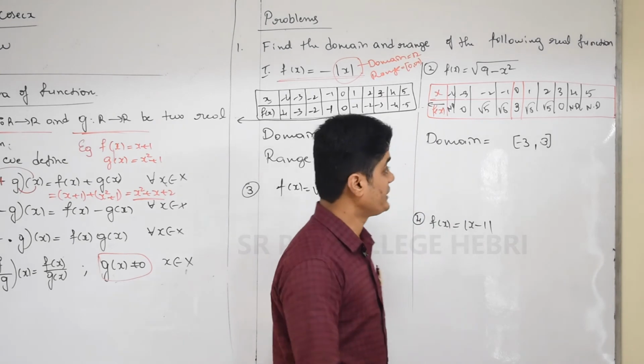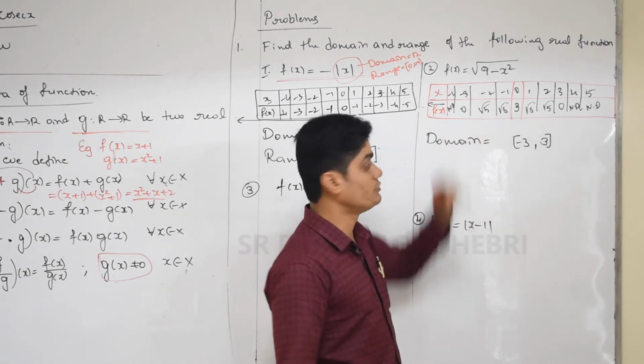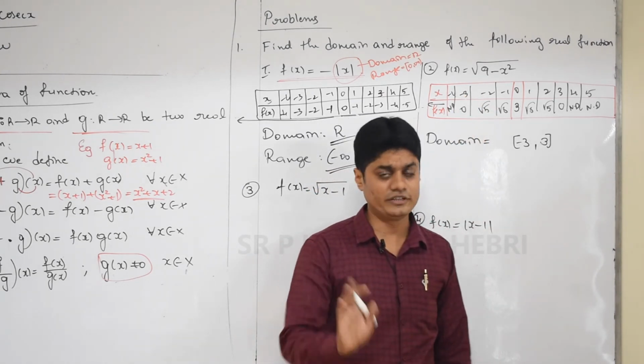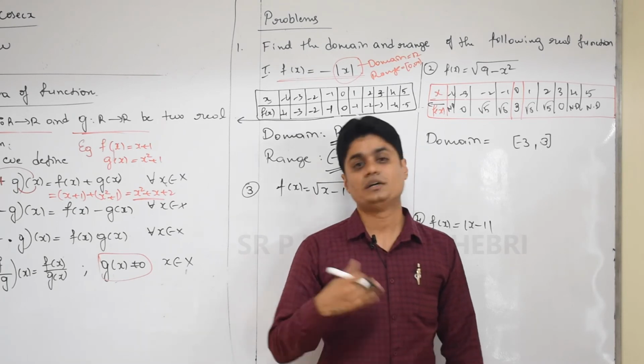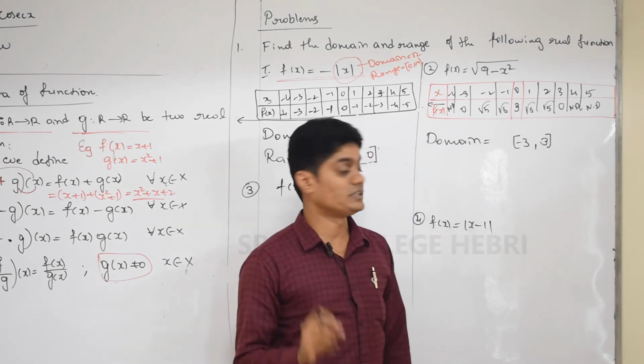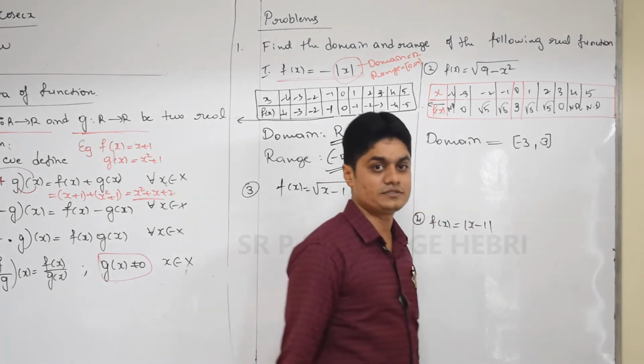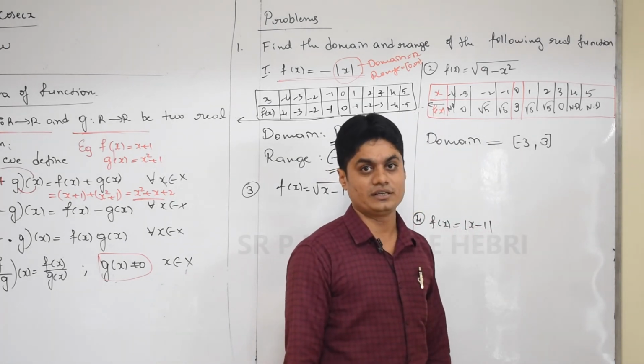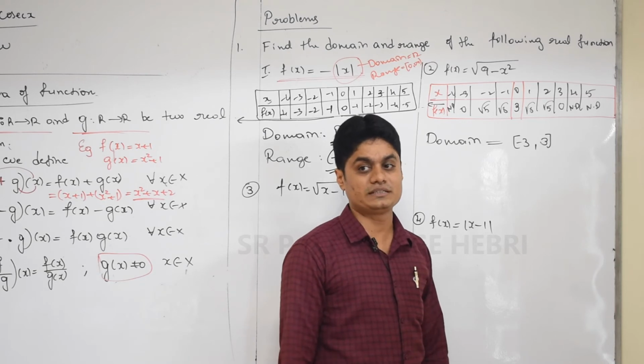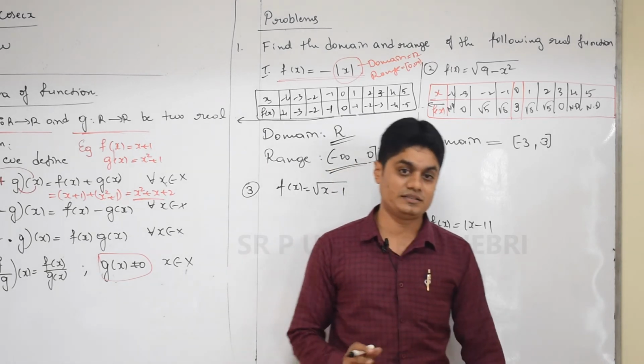Domain is minus 3 to plus 3, because after 3, if you put 3.1, output does not exist, 3.1001 does not exist. So domain is from minus 3 to plus 3. Do you understand? Not all real numbers are allowed, only the real numbers between minus 3 to 3.